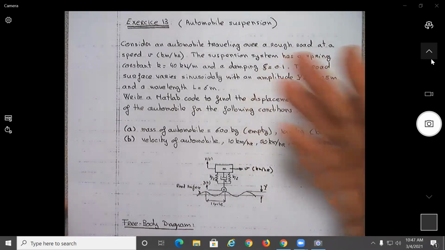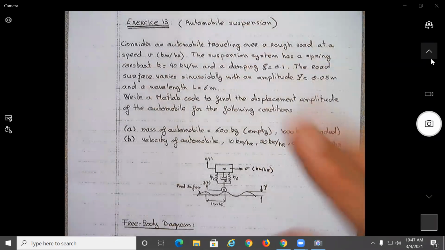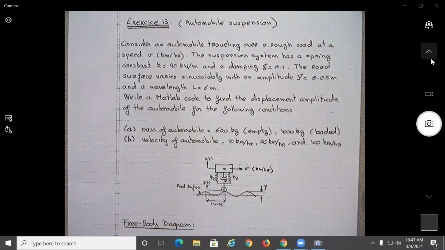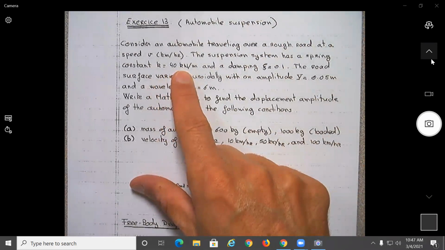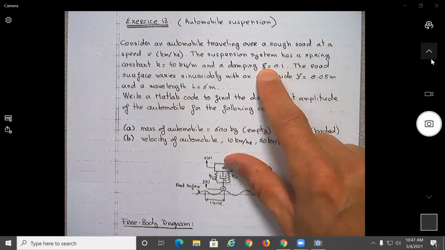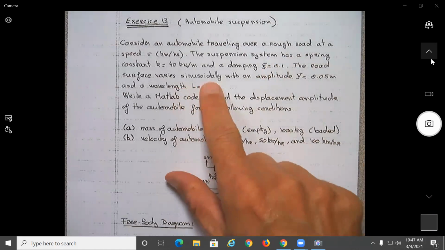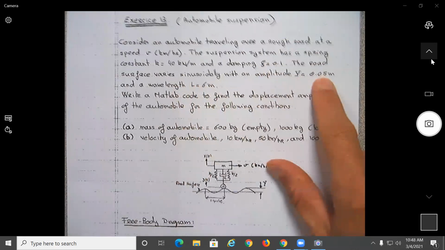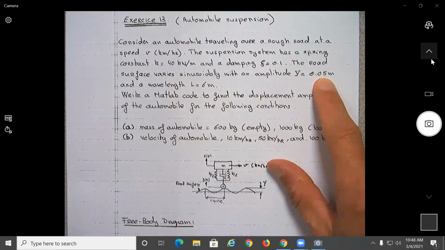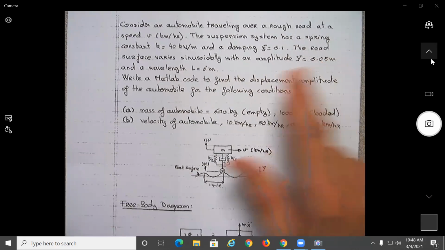So consider an automobile traveling over a rough road at a speed v, okay? So let's say the speed is constant in kilometers per hour. The suspension system has a spring constant of K equal 40 kilonewtons and a damping of 0.1. So basically, in this problem, they give you C, but they could have given you C directly, no? Okay, all right. The road surface varies sinusoidally, so sine function, and you see they generally will give you the amplitude. So this should be 0.05 meters. That would be about 5 centimeters. That's not much at all. And a wavelength of 6 meters.